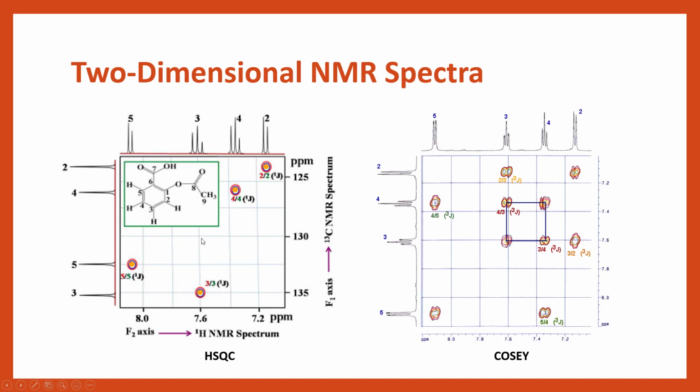And you do the same for all of them. So again, we go across until we hit a peak and go up, and we can find the proton that it correlates to. And this helps us determine our structure of interest, okay? So this is our HSQC spectrum of aspirin here, okay?